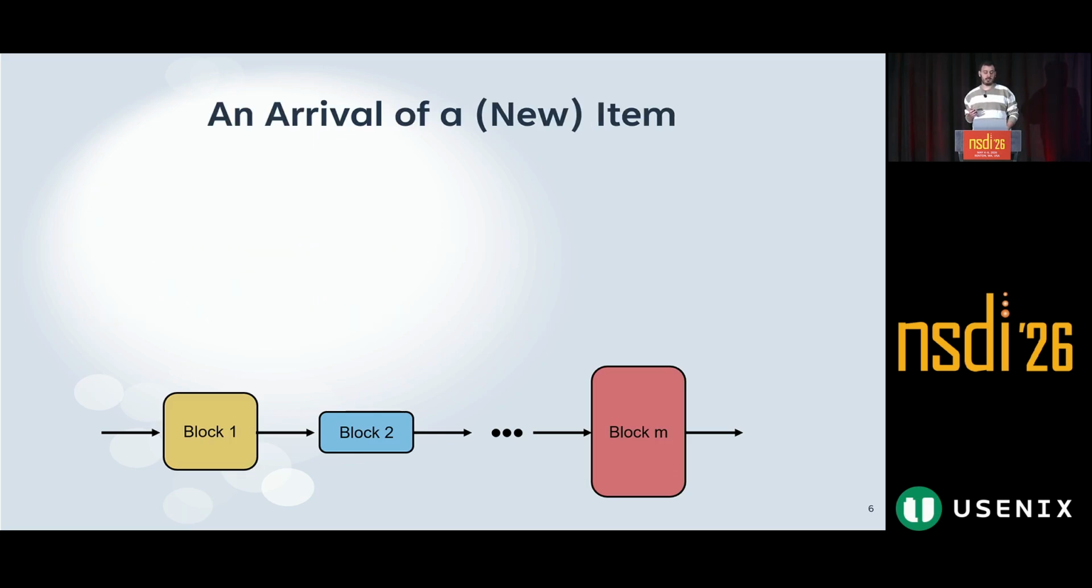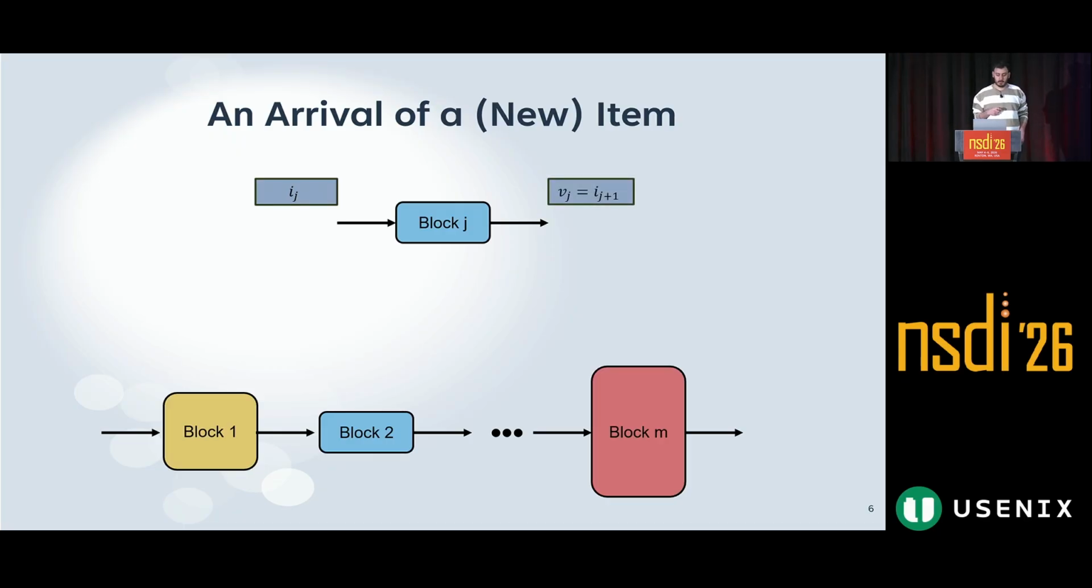So what happens when a new item arrives to the cache? Let's focus first on one single block. Let's look at block J. When block J is offered a new item, ij, it needs to decide whether to accept it into the cache at the expense of another less valuable item, or reject it. In any case, it moves an item to the next block. This item is called the victim of block J.